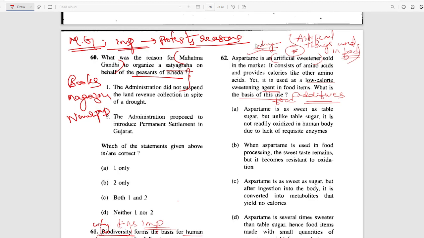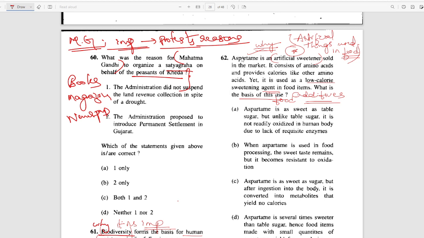The next question is, aspartame is an artificial sweetener sold in the market. It consists of amino acids and provides calories like other amino acids. Yet it is used as low calorie sweetening agent in food items. What is the basis of this use? So they are asking why this particular artificial sweetener is used as a sweetening agent.